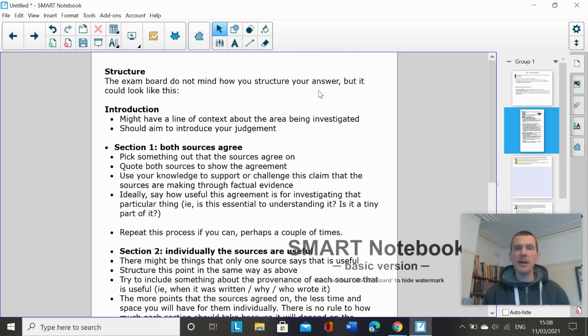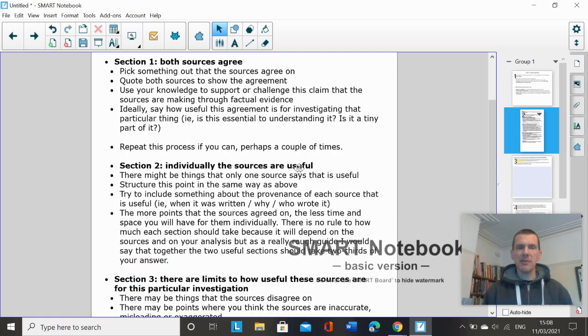Firstly, they don't mind how you structure it. So if you want to do something different, it's not wrong necessarily, but you need to tick those 3 boxes of source analysis, contextual knowledge, provenance, and judgment. You ought to try and look at areas where the sources are in agreement on things. You might well talk about things where they're individually useful. You'll spend more time on this if you can. If you can't, you'll spend more time on this. And there ought to be some thought about why the sources are not perfect.